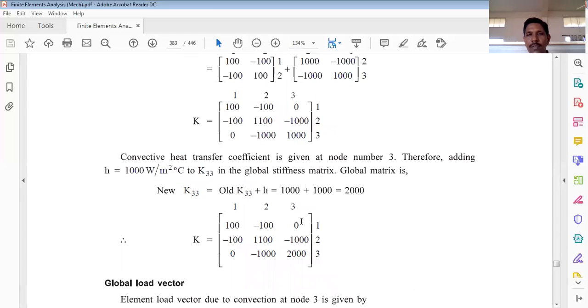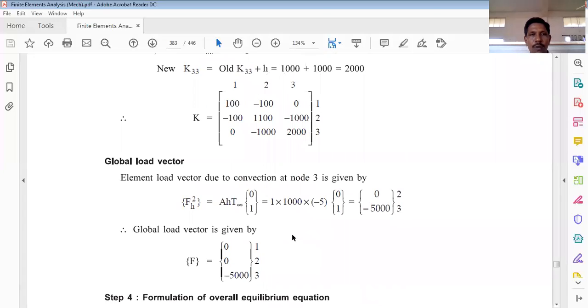The convective heat transfer coefficient is at the outer surface. It is to be added to the 3 cross 3 entity, and the magnitude of H is 1000 watts per meter square degree centigrade. So 1000 plus 1000, which is 2000, needs to be added at the 3 cross 3 entity. Next is the global load vector, which is A H T infinity.